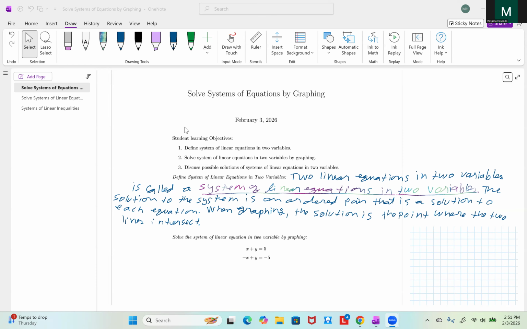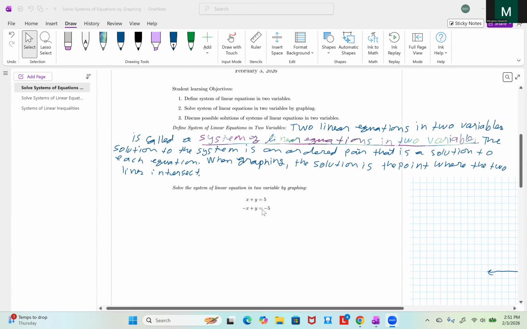Define system of linear equations in two variables. Two linear equations in two variables is called a system of linear equations in two variables. The solution to the system is an ordered pair that is a solution to each equation. When graphing, the solution is the point where the two lines intersect. Solve the system of linear equations in two variables by graphing.